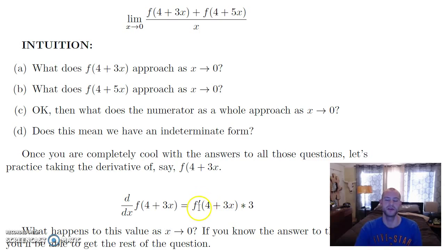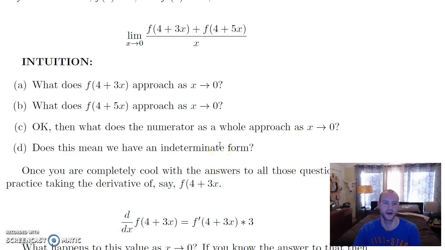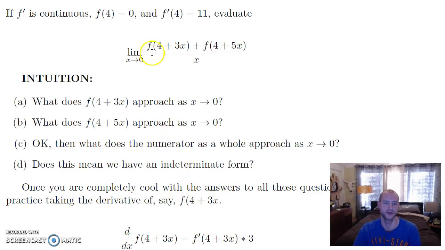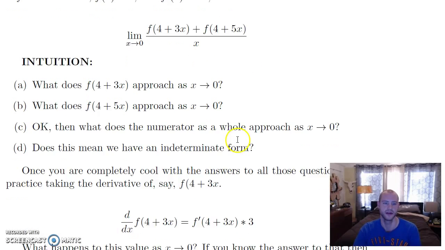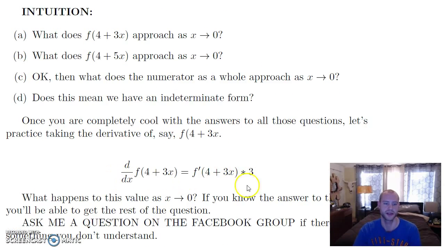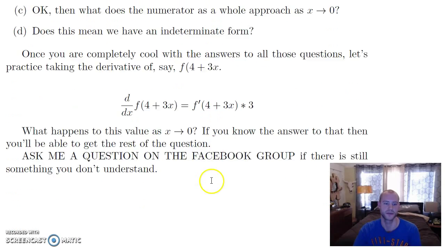Since we don't have the actual information of what the function f is, we can't take its derivative. Sine is a function we know about. We know all its derivatives. Anyway, how does this help us? Well, what happens to this value as x goes to 0? This thing is going to replace this thing in the numerator, and then another thing is going to replace the other one. I'm sure you can do that. If this one makes sense, you can do the other one. What happens to those two things as x goes to 0?